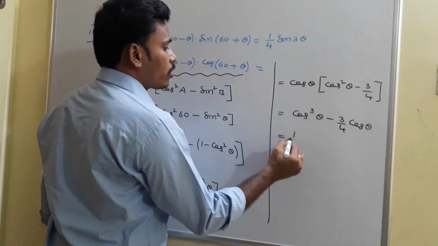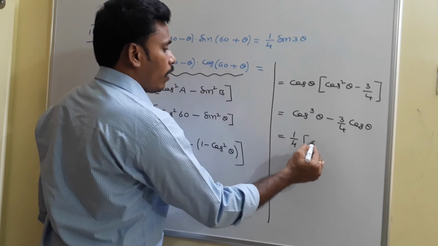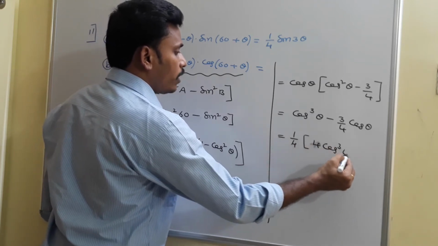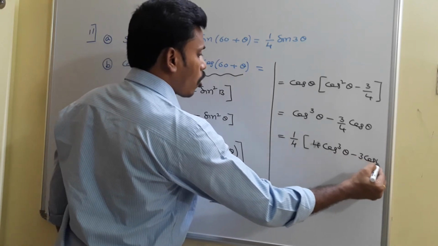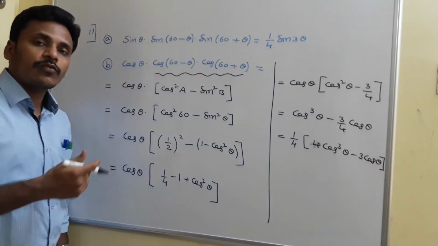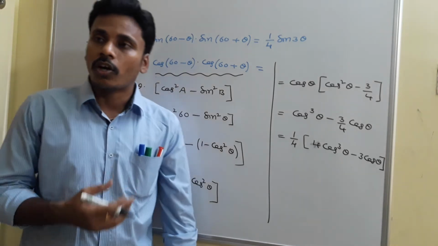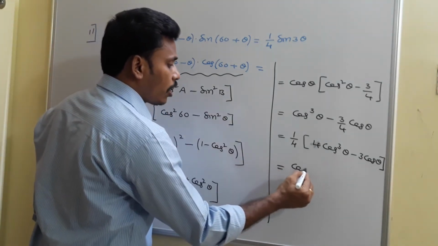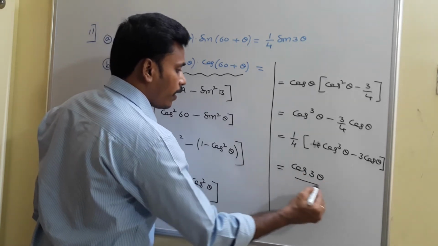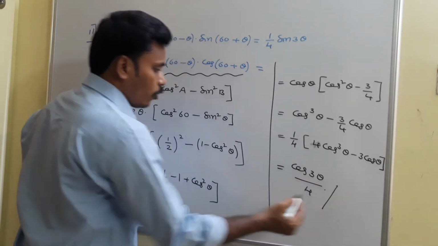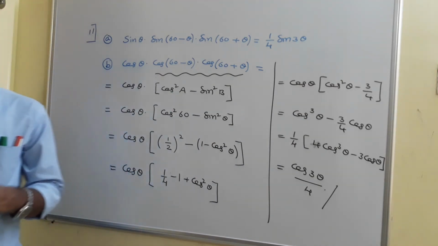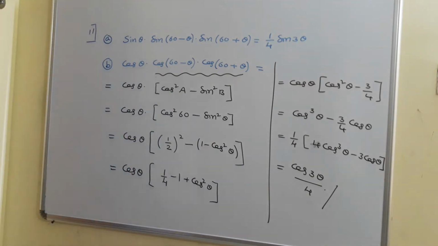Just as above, you take out 1 by 4 as common, and you are left with 4 cos cube theta minus 3 cos theta. In the last class we discussed the sin 3 theta and cos 3 theta formulas, and here 4 cos cube theta minus 3 cos theta is cos 3 theta. Just like for sin, in the case of cos the result is again 1 by 4 cos 3 theta. Okay, just have a look.